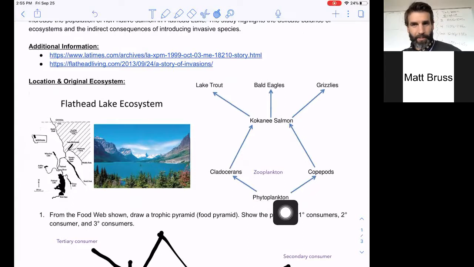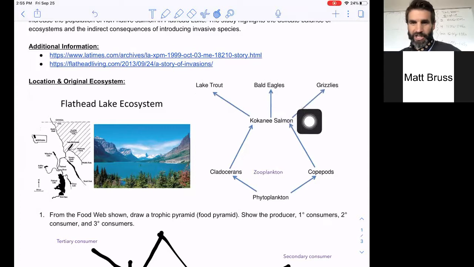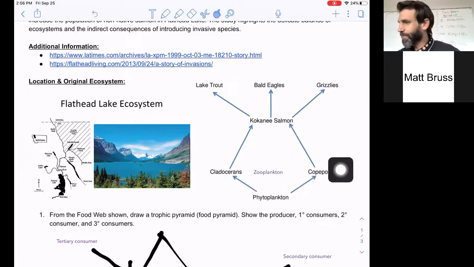The producers, phytoplankton, are plant-like producers in many lake and ocean ecosystems. Phytoplankton are generally fed upon by zooplankton, slightly larger herbivore organisms. And then fish and other things eat the zooplankton, and then there are other fish, birds, and bears that feed off of the fish that eat the zooplankton. And so these cladocerans and copepods, I think I'm saying that right, I've only ever read those words, are part of the zooplankton family.